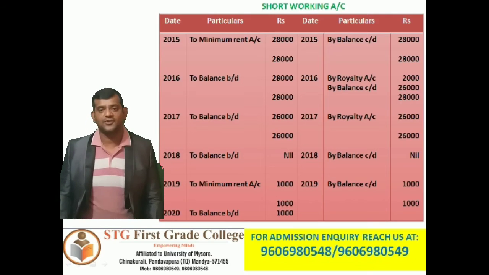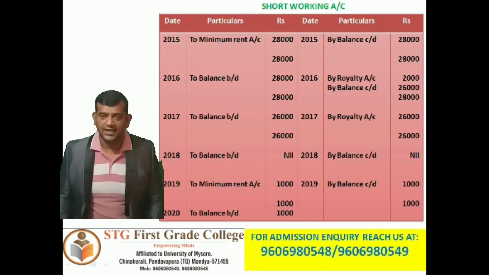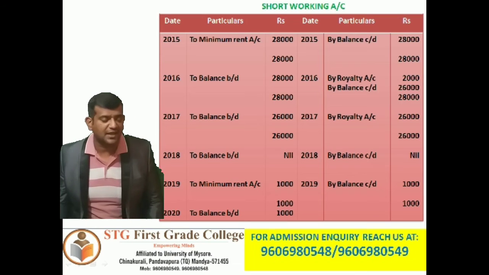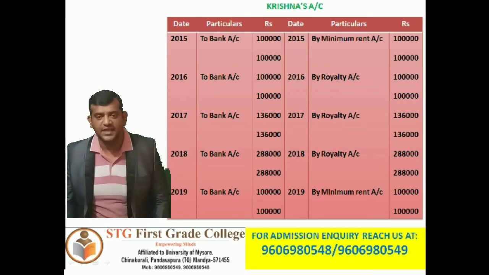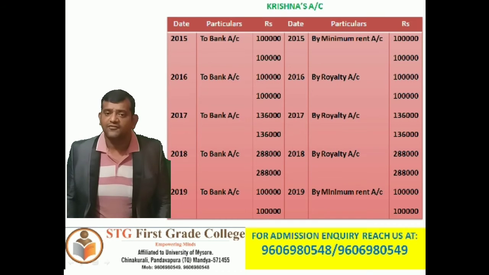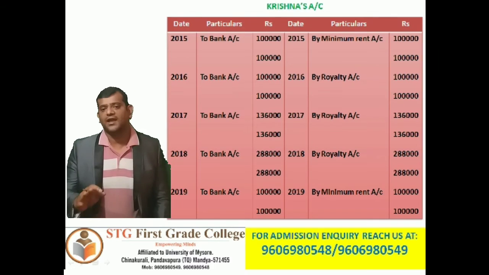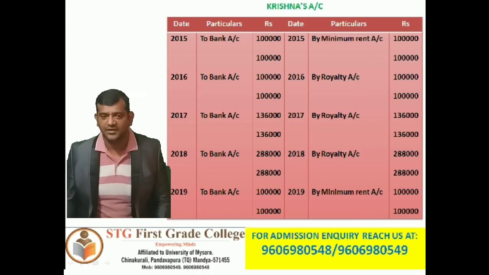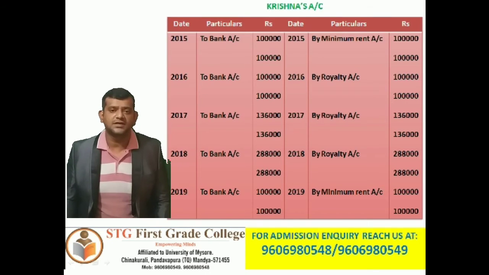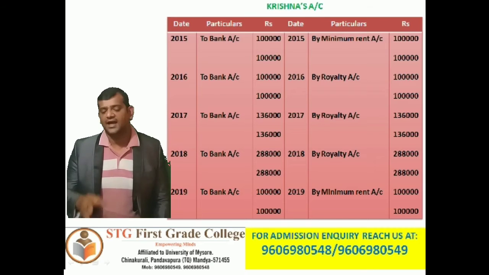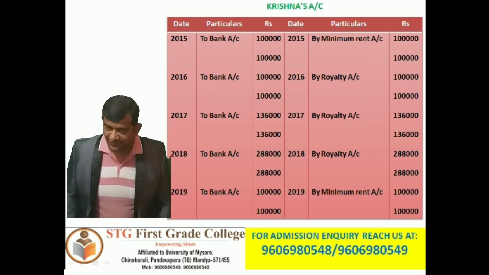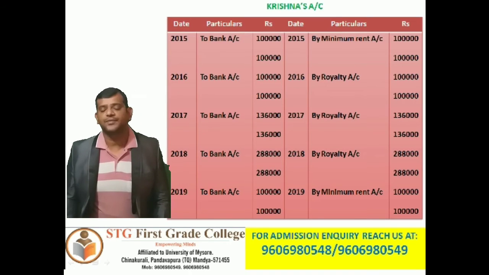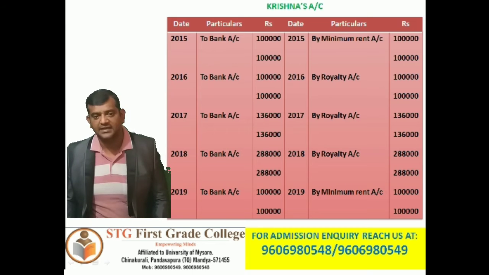So next we are further moving on towards Krishna account. So open Krishna account with 6 column table, date particulars rupees, date particulars rupees. In the year 2015, rent fixed for all the years 1 lakh rupees, standard minimum rent in this problem. So 1 lakh rupees by bank account, we are doing a Krishna account. So Krishna account 2015, to bank account 1 lakh rupees. 2015 by minimum rent account 1 lakh rupees, both the side total 1 lakh, 1 lakh.